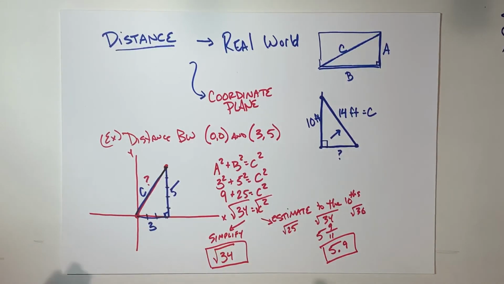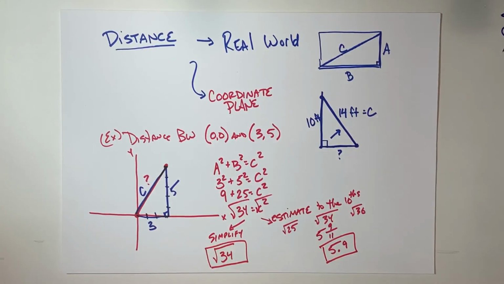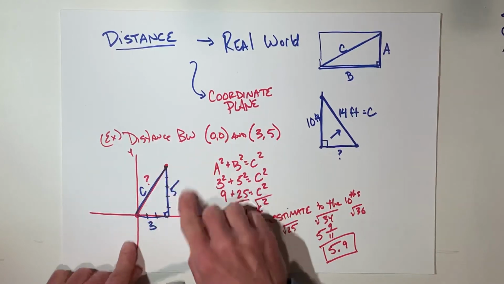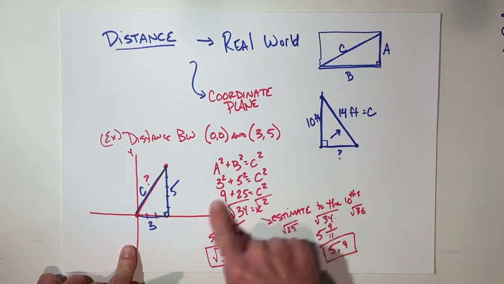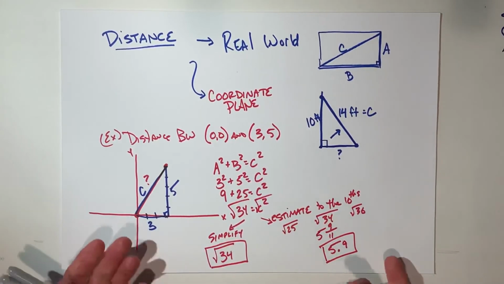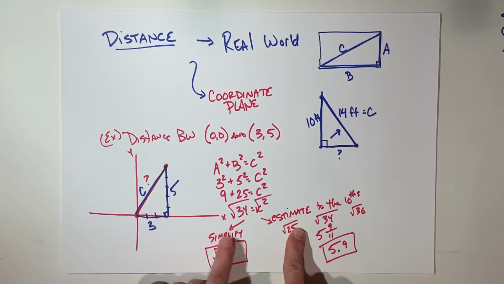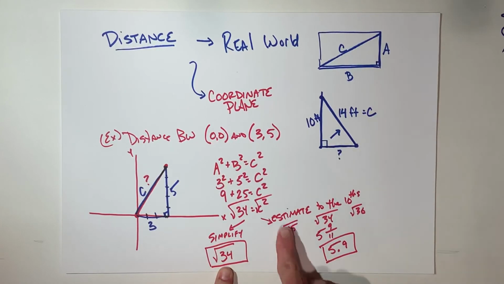So with that in mind, don't be scared to make yourself a coordinate graph. Don't be scared to make some points, count out some sides, and turn it into a right triangle like I did in blue, and then just watch to see what they're asking. Are they asking you to simplify, where you use factor trees and simplifying radicals, or are you estimating, where we use our estimation skills and get ourselves a decimal? So good luck.